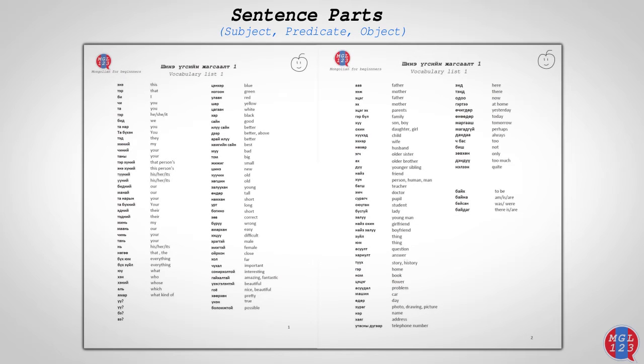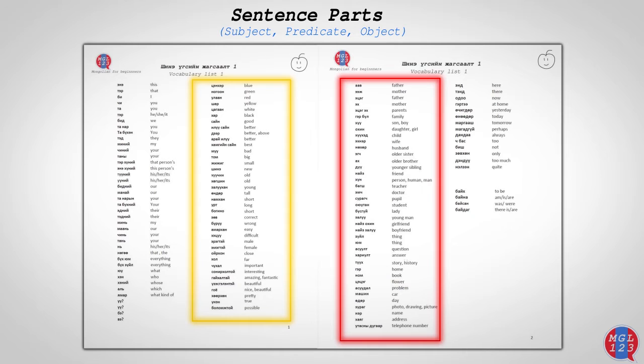Basically, if you look at the PDF file, the yellow parts are the attributes and the red ones are the nouns. So you can combine them in any way you like and make sentence parts.